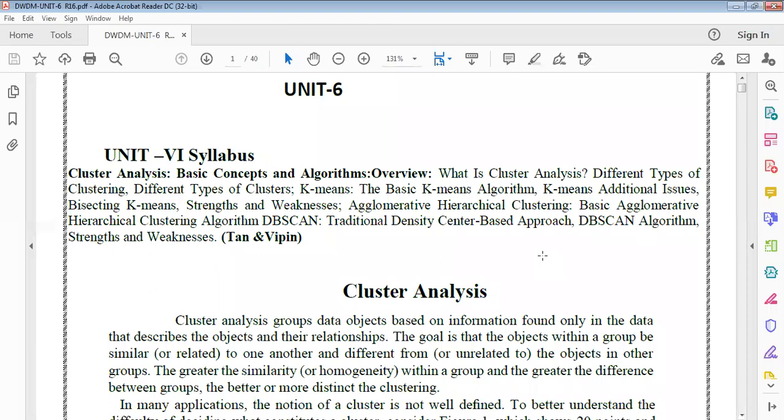We have huge databases all over the world. From these various databases, we have to consider the data points. All the data points we have to group into one cluster. Now we analyze these clusters. What are the types of clusters and clustering techniques? What are the algorithms we have to use? And different types of clustering algorithms. All these things we have to discuss in the 6th unit.